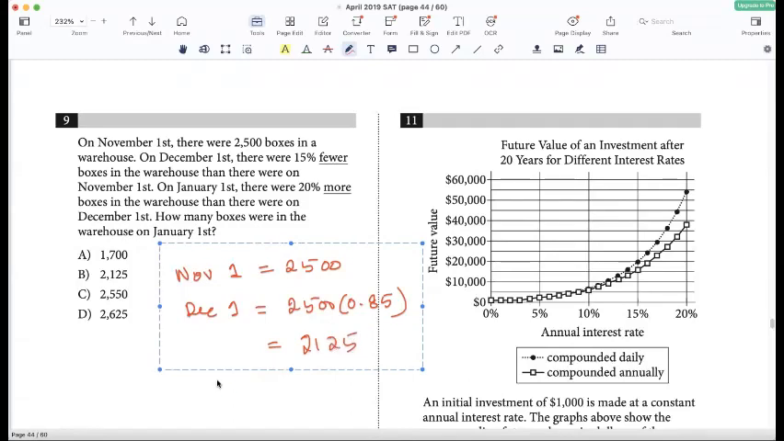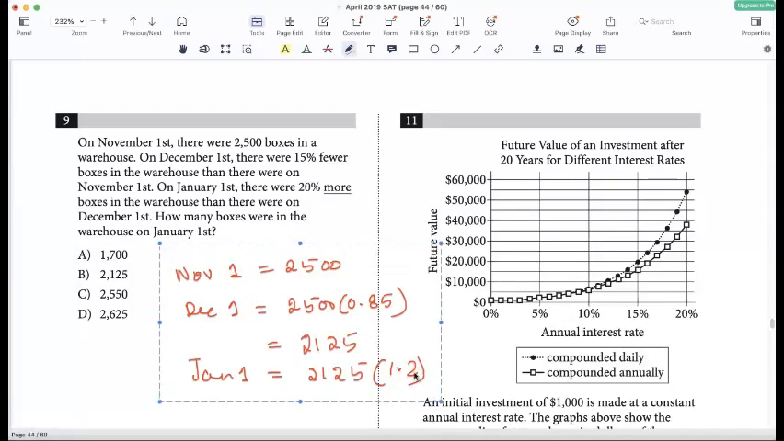2,125. And then on January 1, there were 20% more than on December 1. So that's 2,125 times 1.2. So let's see that. 2,125 times 1.2. So that's 2,550. So that's option C.